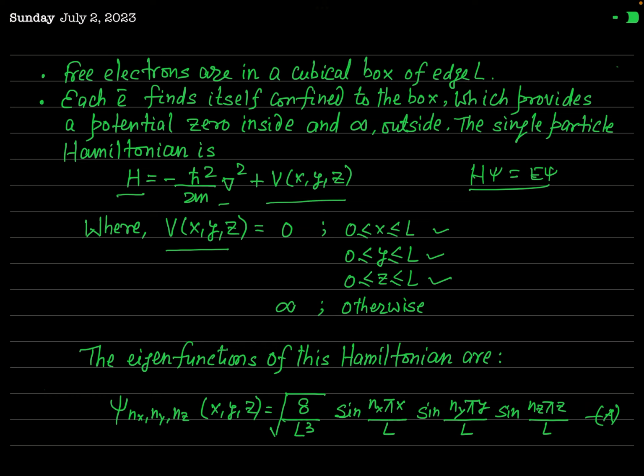When this Schrodinger equation is solved, as I have told you, you can consult my video in quantum mechanics, then you will find that the eigenfunctions of the Hamiltonian are given like this. This is psi nx, ny, nz of x, y, z equal to root over 8 by L cube sin nx pi x by L times sin ny pi y by L times sin nz pi z by L. Actually here these nx, ny, nz are quantum numbers. In fact, these are equal to 1, 2, 3, 4 and so on.